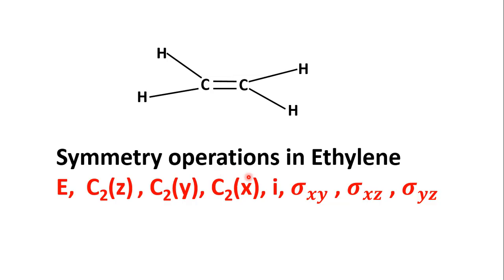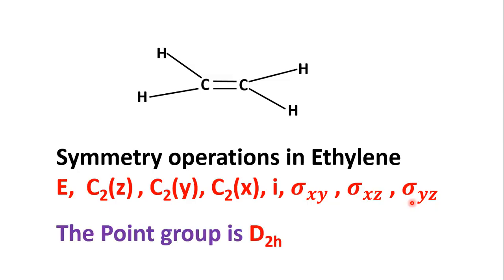The symmetry operations in the ethylene molecule are E, C2z, C2y, C2x, I, sigma xy, sigma xz, and sigma yz. The point group is D2h for the ethylene molecule.